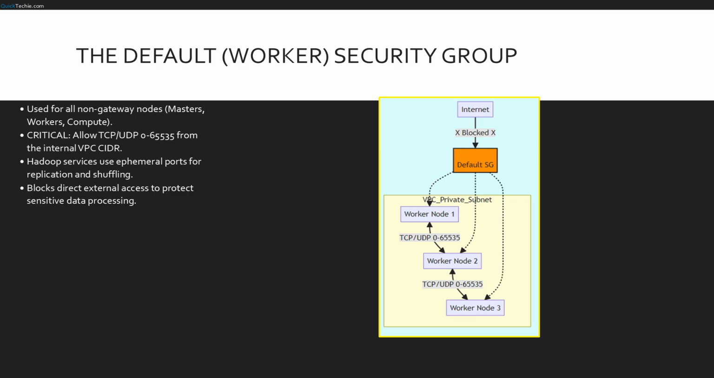This diagram focuses on the internal chatter. Inside the private subnet, worker nodes 1, 2, and 3 are constantly exchanging data. The bidirectional arrows represent the all ports rule, 0-65535, governed by the default SG. This ensures seamless internal data replication. Importantly, notice the red cross from the Internet. Direct external access is blocked by this security group to maintain a secure perimeter.